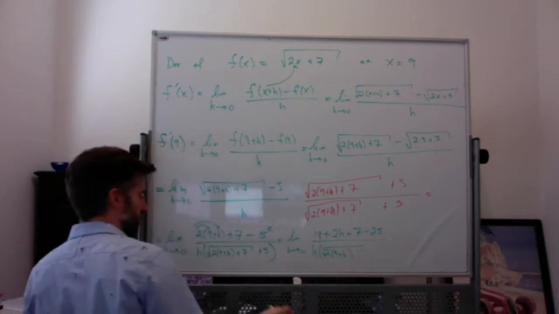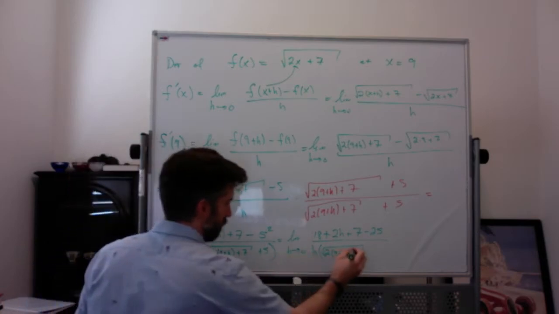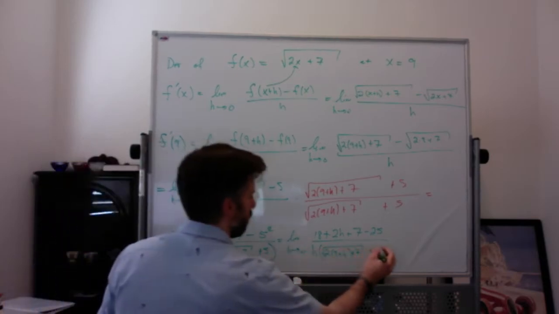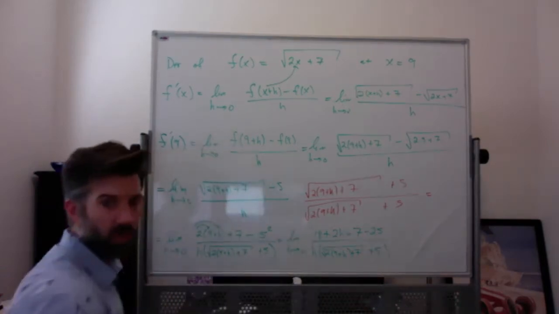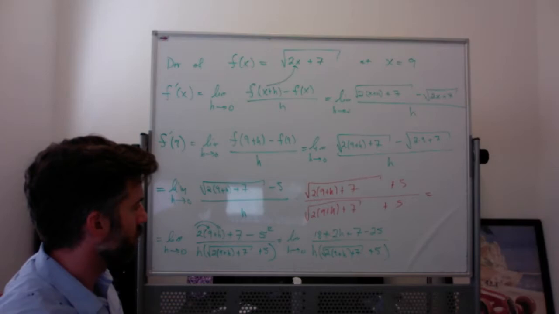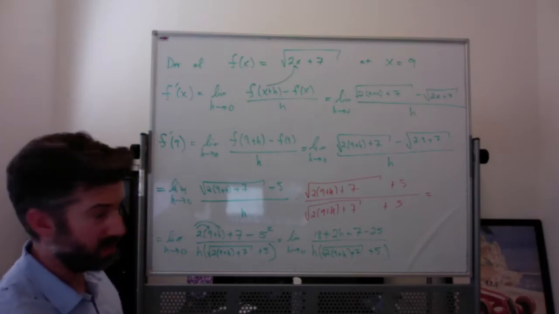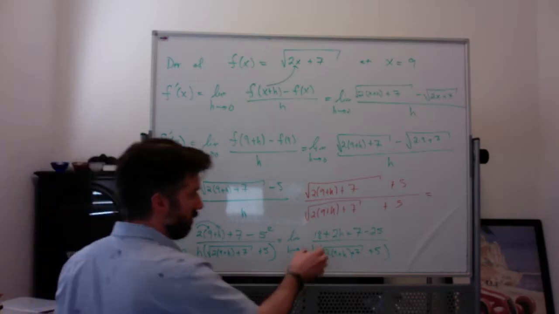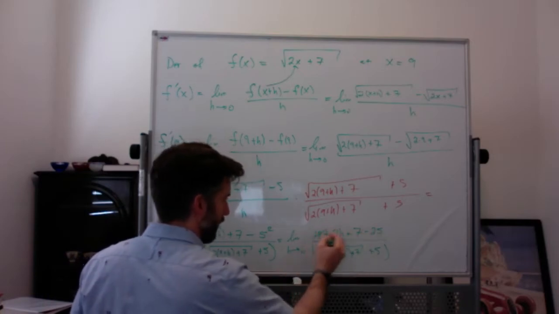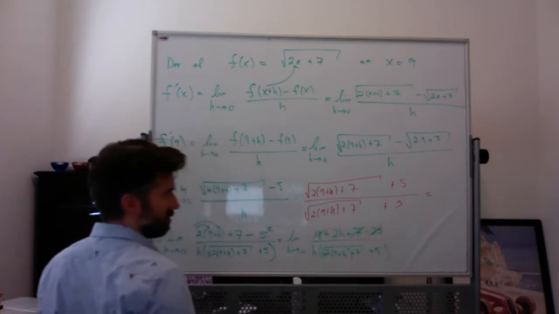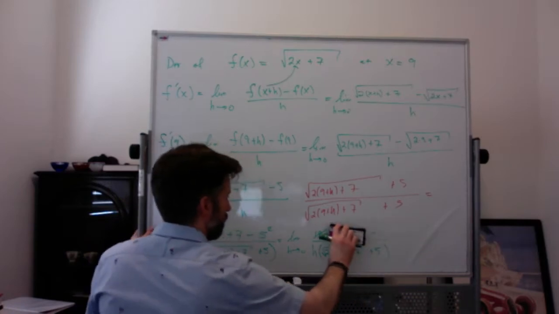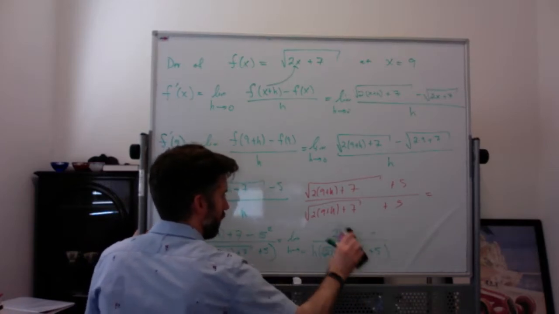H times the parentheses square root of 2 times 9 plus h plus 7 plus, no, that's right, sorry, plus 1. Okay, I'm almost out of room, so I'm going to do a little work here. You can hopefully see that 18 plus 7 is 25 minus 25. Those all cancel. So I'm really just left with 2h over h times all this stuff.